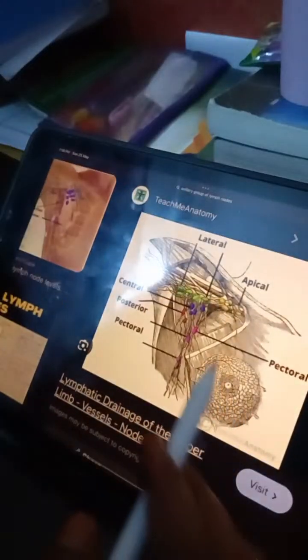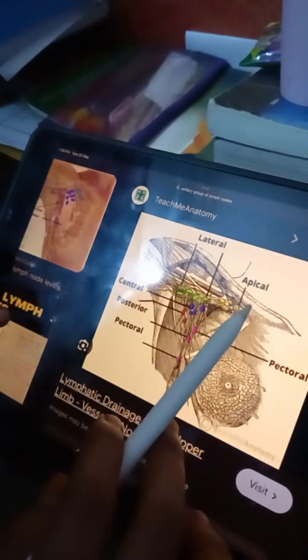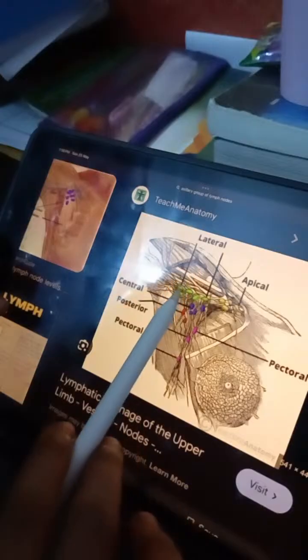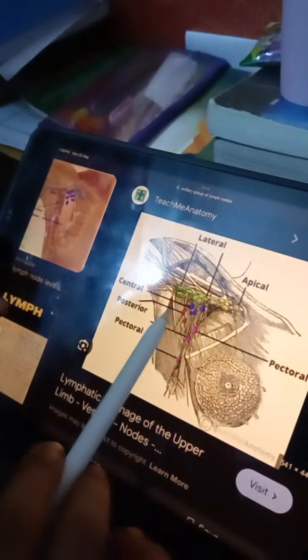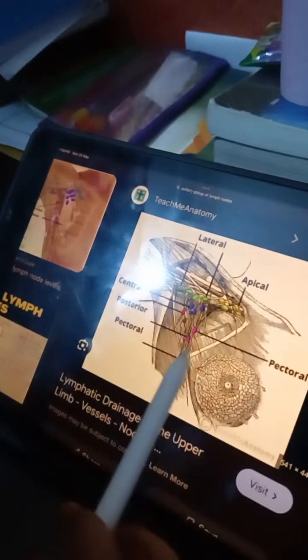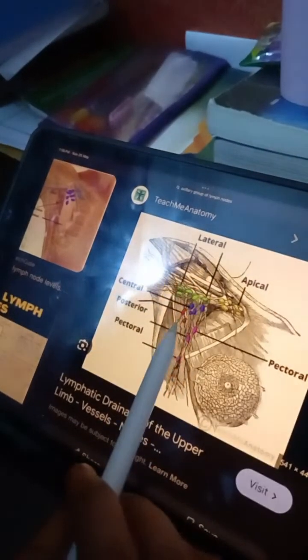So if we see the diagram here, we have apical, which is present at the apex of the axilla. Then we have lateral groups. Then we have central groups, posterior groups. Apex, lateral, central, posterior. If we imagine apex to be like in this shape, so first we have to see the diagram of axilla.